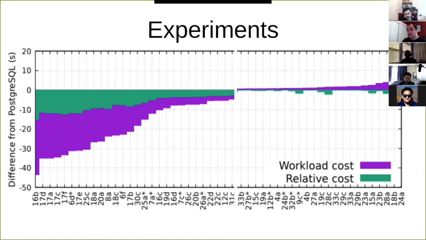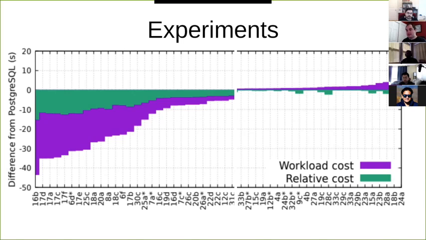Another thing that you can do is train Neo to minimize the ratio of its query performance versus Postgres query performance. So say you have some baseline, like, this query should be this fast. You can tell Neo, hey, I want you to perform relatively better than this particular optimizer, and I'm going to heavily penalize you if you perform worse. So what this graph is showing is the difference between the query plan that Neo found with these two different cost functions for each of the different join order benchmark queries, sorted by the biggest difference.